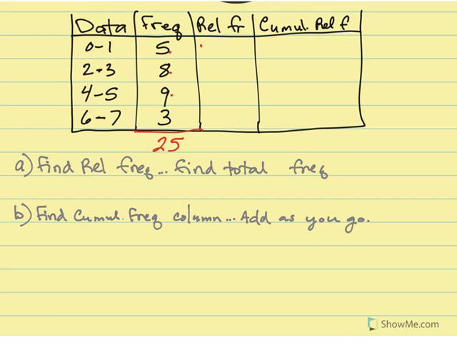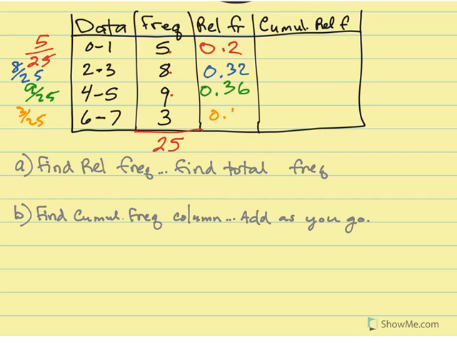My frequency is 5, so I would take 5 divided by 25, and my relative frequency is 0.2. Then I will take 8 divided by 25 and get 0.32, and then I take 9 divided by 25 and get 0.36, and last but not least, I take 3 divided by 25 and I get 0.12. If I add those four together, I indeed get 1. Remember, this is 0.20 here. Okay, so that's part A. Check. I found the relative frequency.